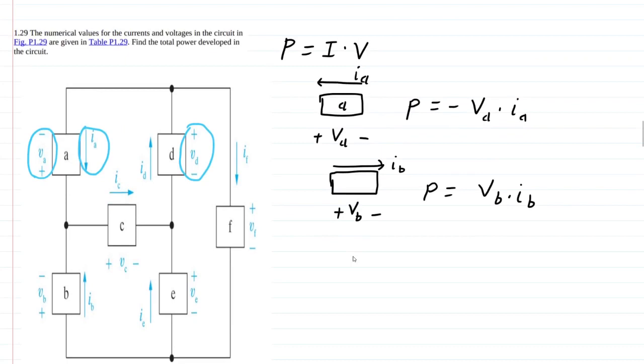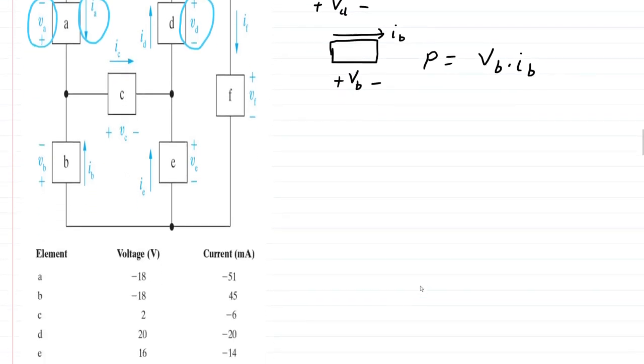So when it's asking for total power developed, it's asking for how much power is supplied in this circuit. So we're going to add up all of the negative wattages. And then once we do that, we'll have our answer.